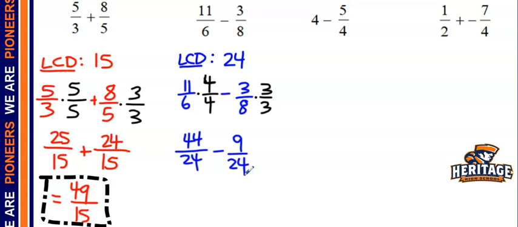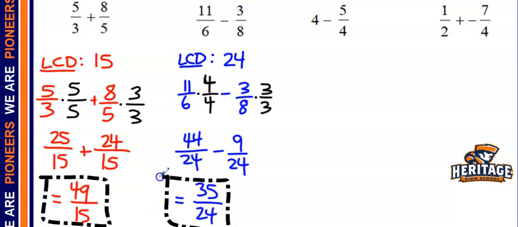Well, ladies and gentlemen, we got the denominators to be the same, so we can go ahead and combine that into one fraction. 24 is our denominator, and we say, what's 44 minus 9? Well, that's going to be 35. We check to see, is it reducible? Thankfully, no. So we go ahead and stop right here, and that's our answer to that example.